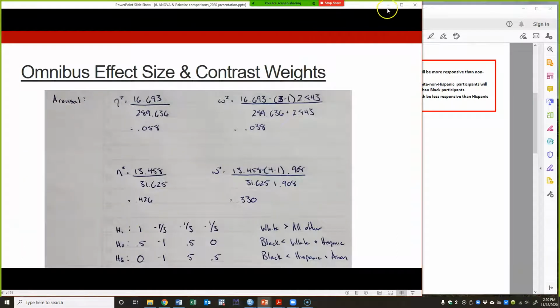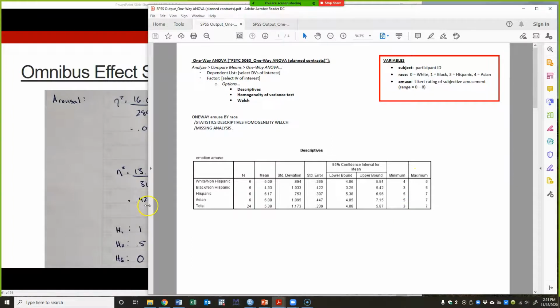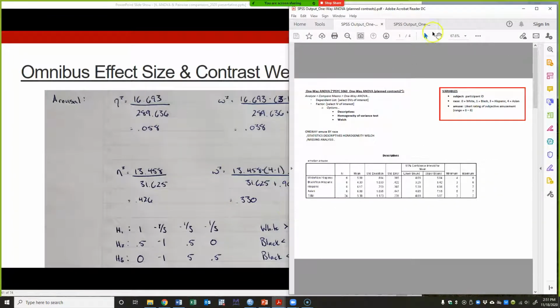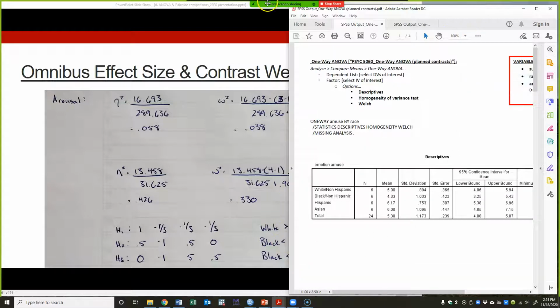Brittany, you had questions about this. This is just an example of me going through and calculating by hand eta squared and omega squared. The new version of SPSS will just give this to you, but you have all the formulas, so you can write it and put it together right here, okay? But what we want to do is think about what weights I want to have to test these contrasts, okay?